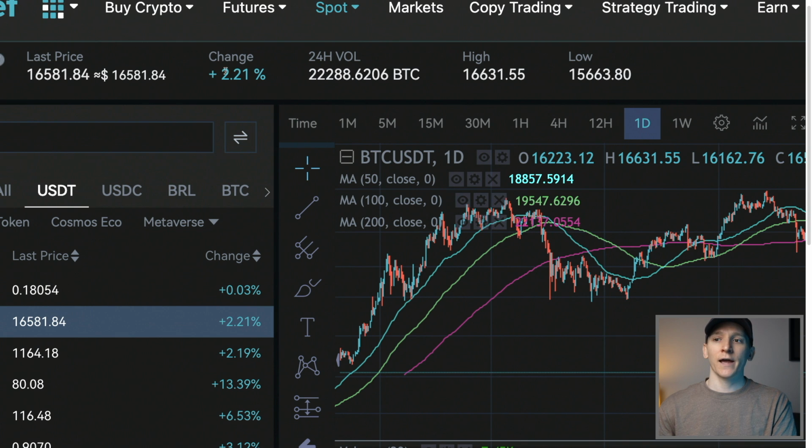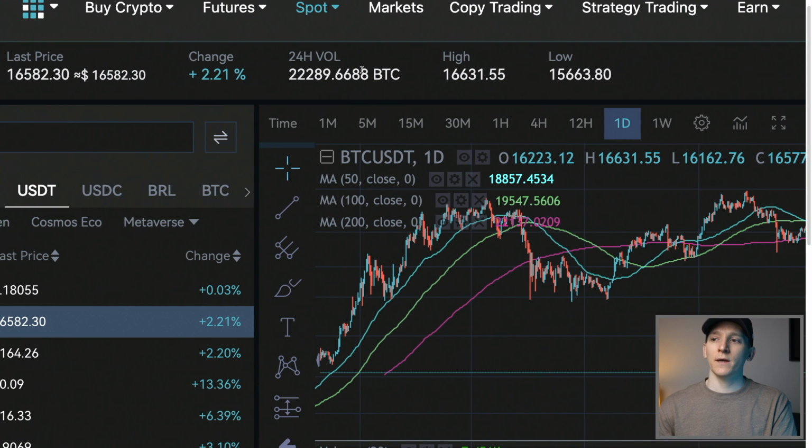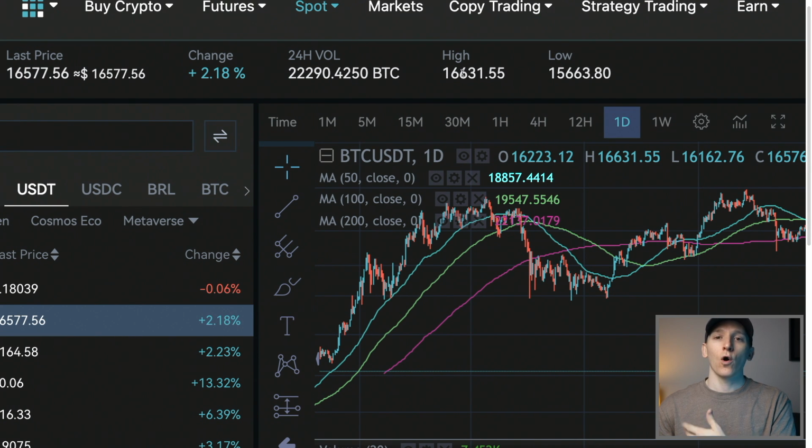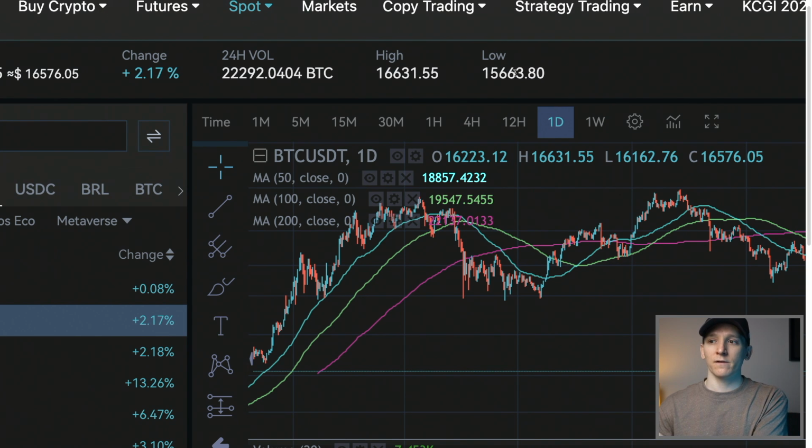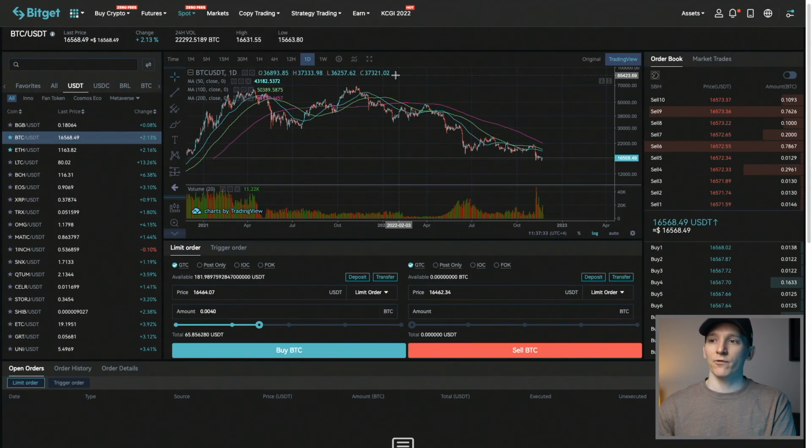Now you can see the change on the day. So this will be a 24-hour change, up 2.5% almost. We have the trading volume here, and then the high and the low price of the last 24 hours. So the low price of Bitcoin that it traded at in the last 24 hours was 15,663, and the high it traded at was 16,631. Just some trading information for you.